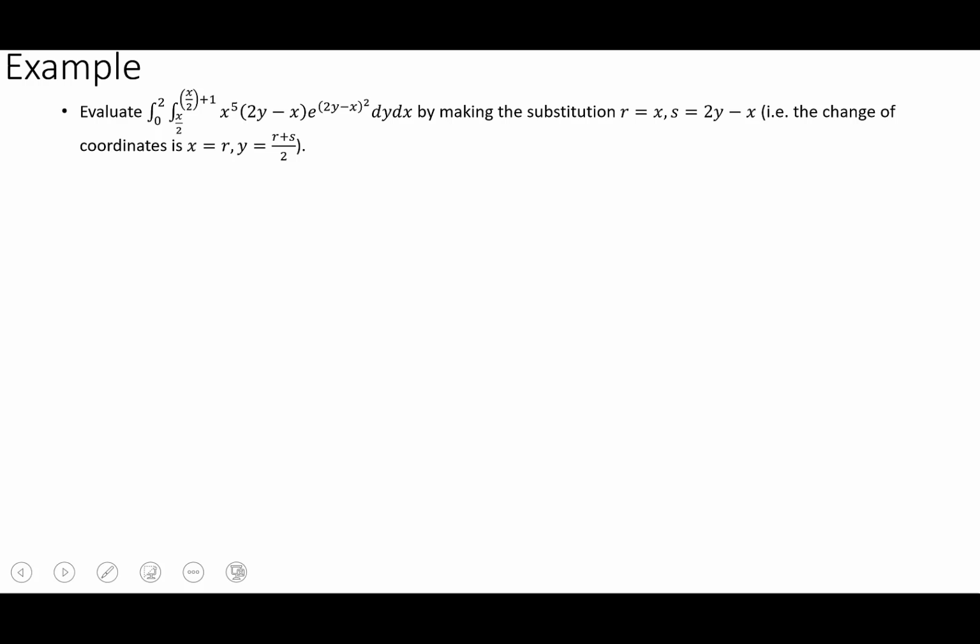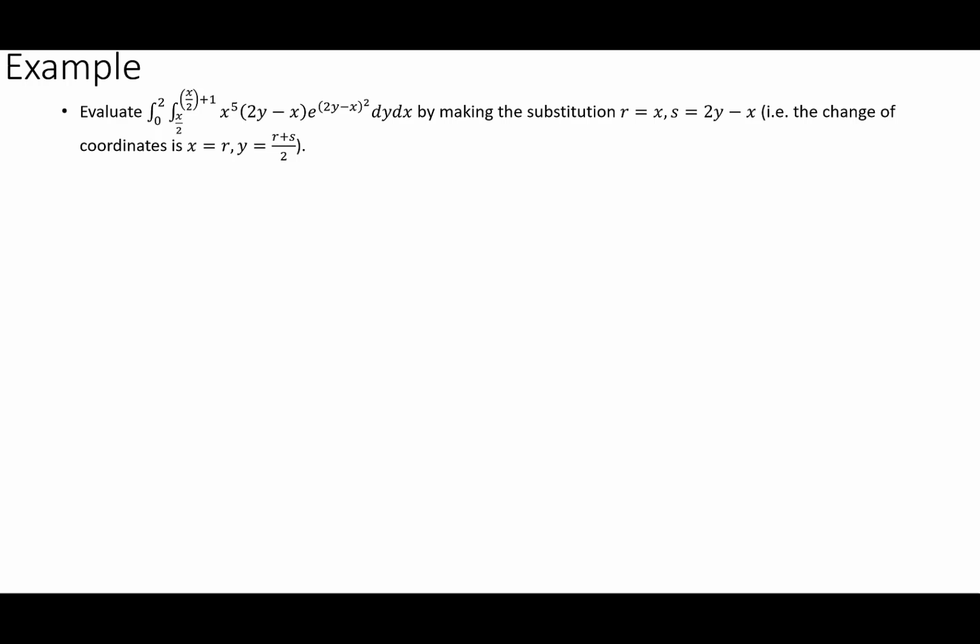Okay, let's look at an example of why we would actually want to do this. Suppose that we're trying to evaluate this nasty thing right here: the integral from 0 to 2 of the integral from x over 2 to x over 2 plus 1 of this nasty looking function.